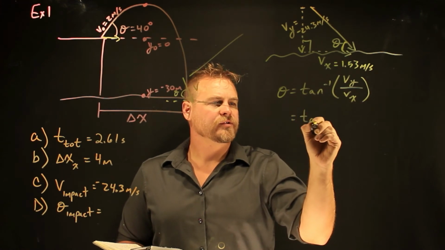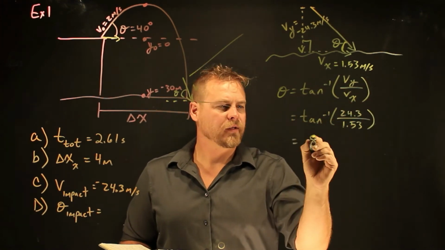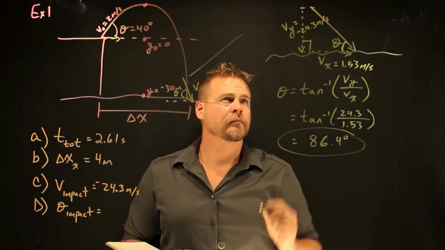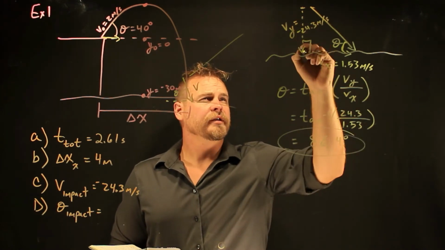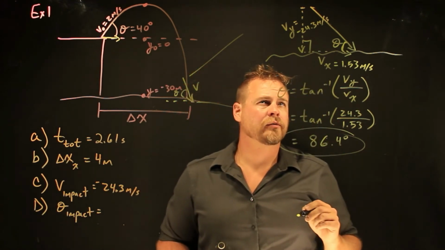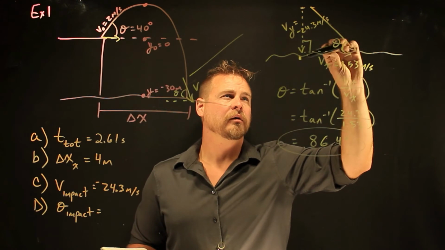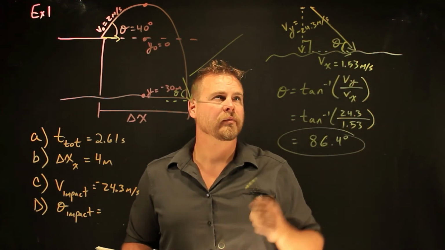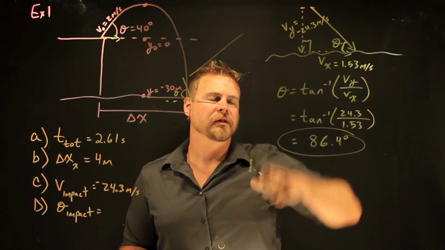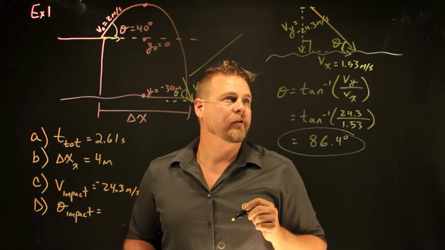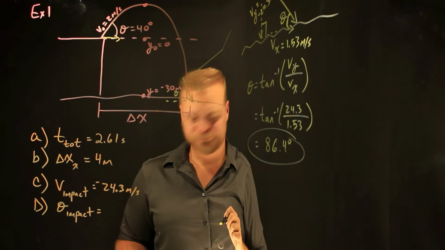And when I plug those numbers in, 86.4 degrees. Even though this number is a negative value, it really doesn't affect the angle because the angle is only going off of the magnitude of the leg there. And so I can ignore that negative value for the sake of finding my angle.